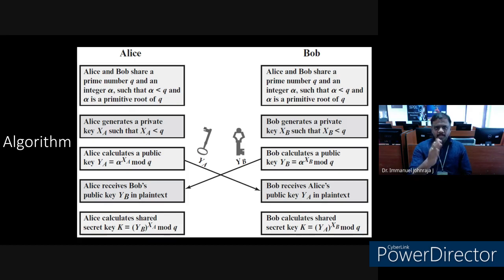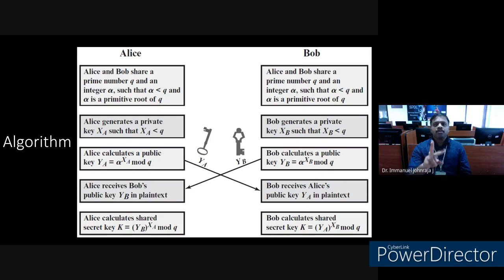So we'll look at the first step. First step is the same for both. I read for you: Alice and Bob share a prime number q. So they take a prime number, and it is denoted as q here. And an integer alpha. What is that alpha? Alpha is the primitive root of q. That's what I have spoken. So they choose two numbers. One is q, and they also find the alpha such that alpha is obviously less than q, and it is a primitive root of q.